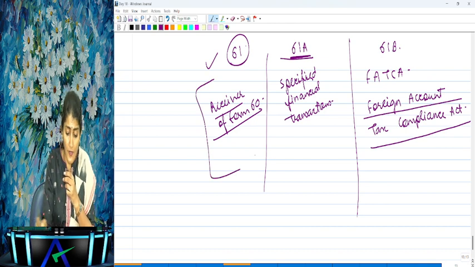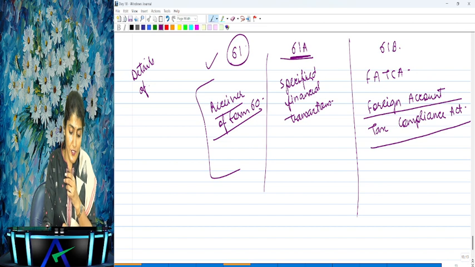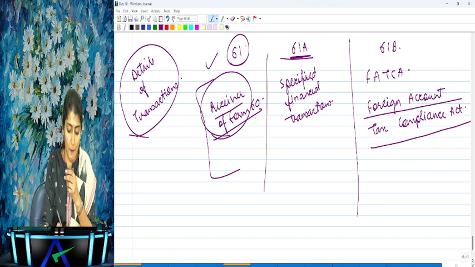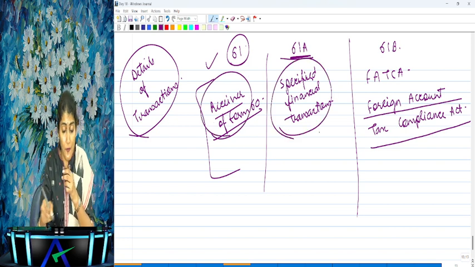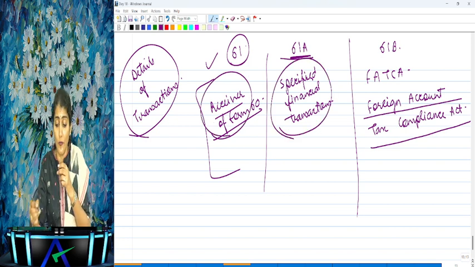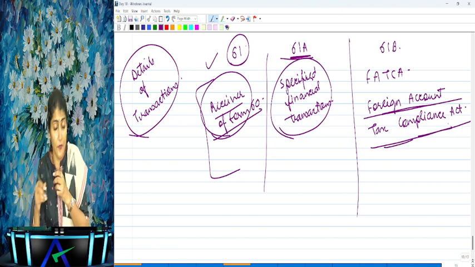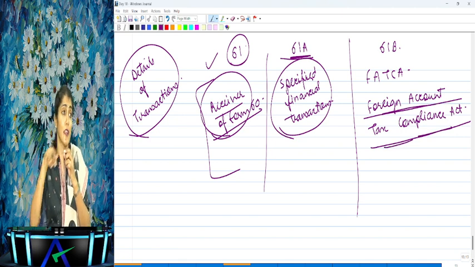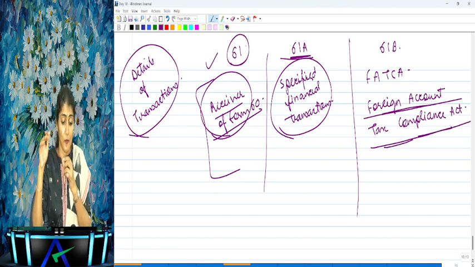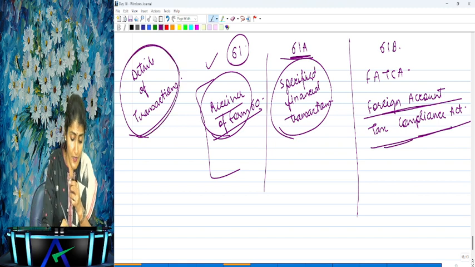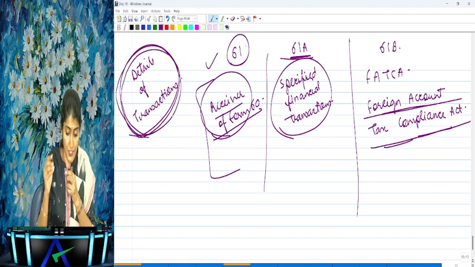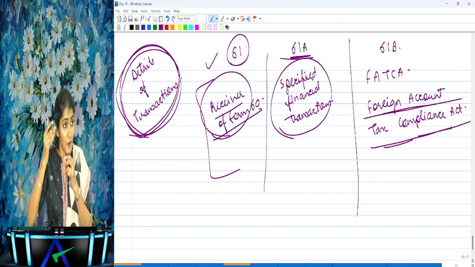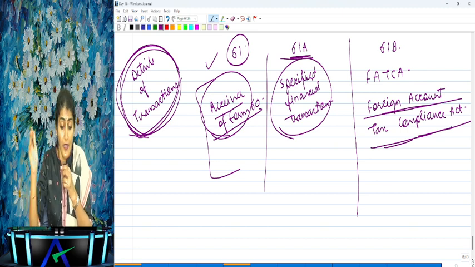Basically in all these forms, they are asking you the details of certain transactions. Which transactions' details are they asking you? One, you've entered into a transaction with such a person who does not have a PAN. Then you've entered into specified financial transactions, or you've entered into the transactions where the foreign tax is also applicable. So they are asking you the details of such transactions. That is 61, 61A and the 61B. Right? So what does it say?